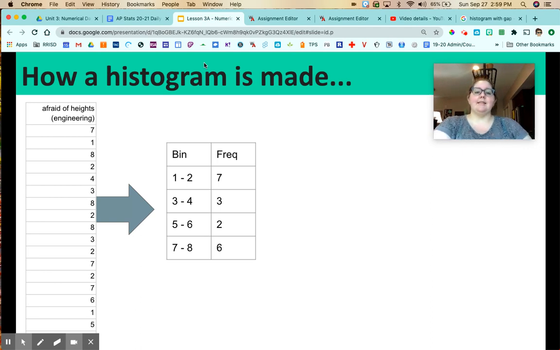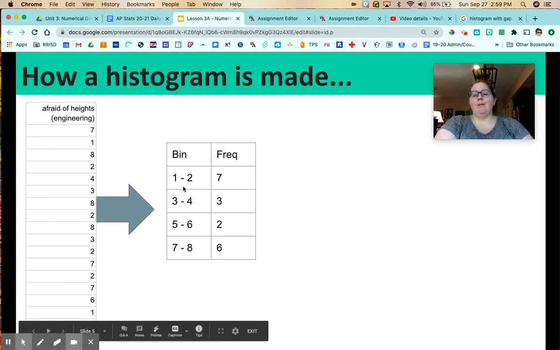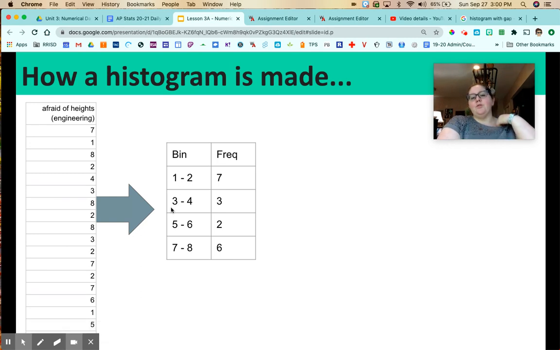So in this case, I decided my bins or my categories are going to be people who answered from 1 to 2, from 3 to 4, from 5 to 6, and from 7 to 8. When I create these categories, I want my bin widths to always be the same. So in this case, I went by 2s. If I wanted to, I could have gone by 3s: 1, 2, 3, 4, 5, 6, 7, 8, 9, and had 3 categories, etc.